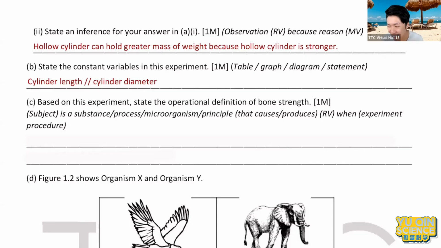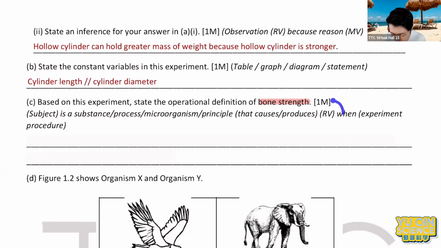Okay, the steps or the format is here. Your subject is bone strength. I've never seen this before. What is bone strength? You want to decide if bone strength is something, or a process, or a microorganism, or a principle, or a condition, or whatever that can cause, or that produces, or that can be seen by, or that can be observed by.